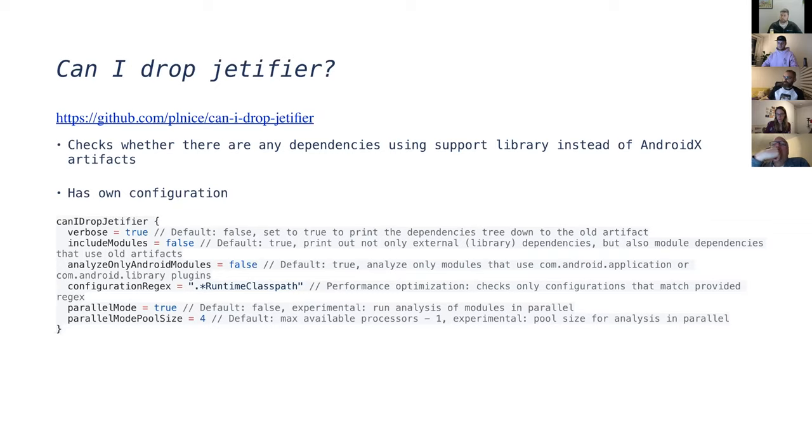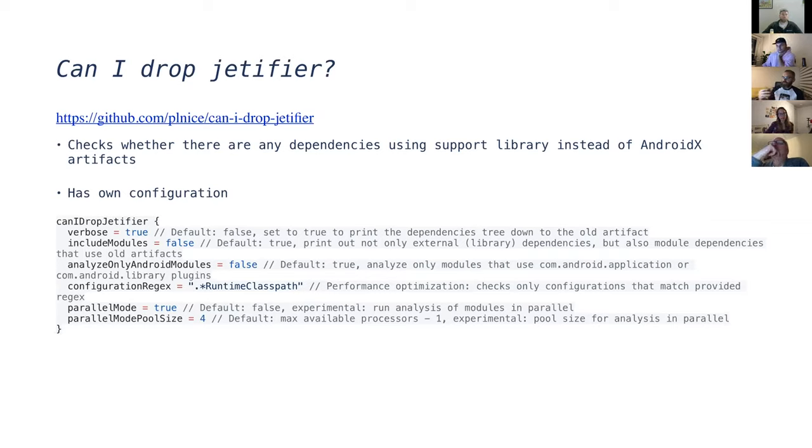It has its own configuration, so you can declare if it's verbose or not. Should it include modules, only report about this specific module? Should it also analyze only Android and so on and so on. Most important, there's a parallel mode, which is experimental. It didn't work for me.